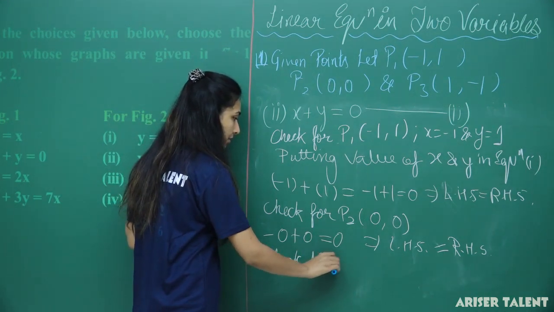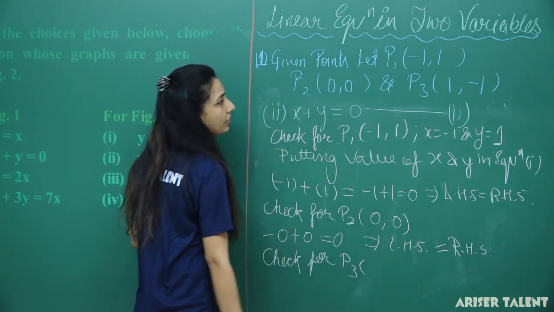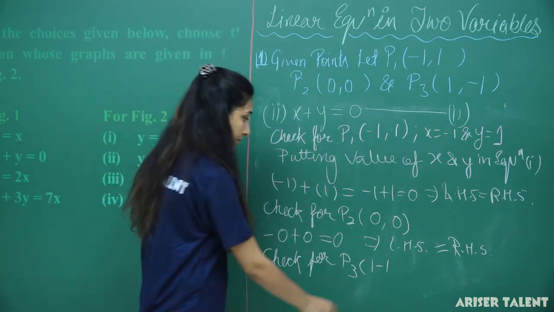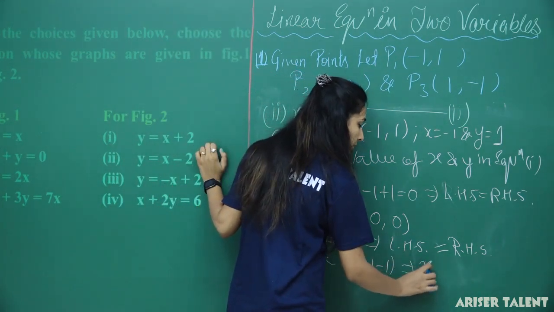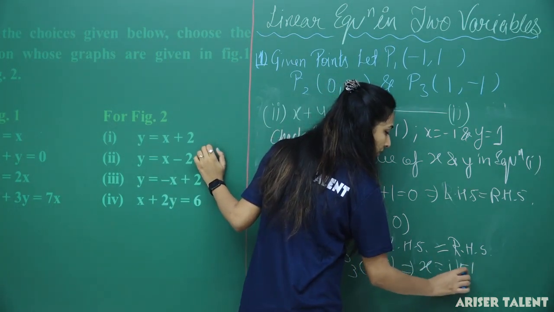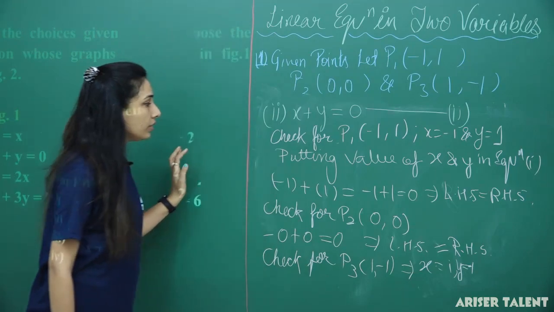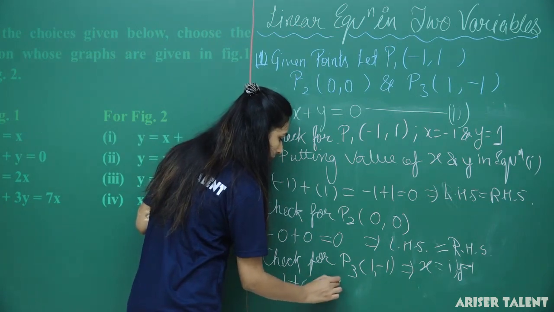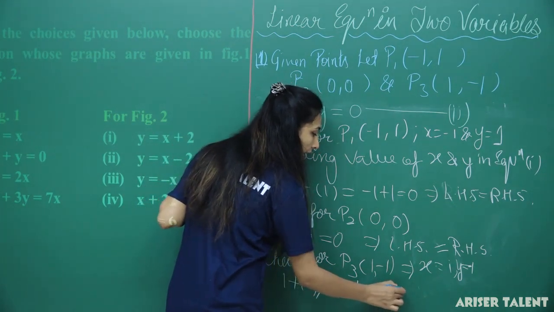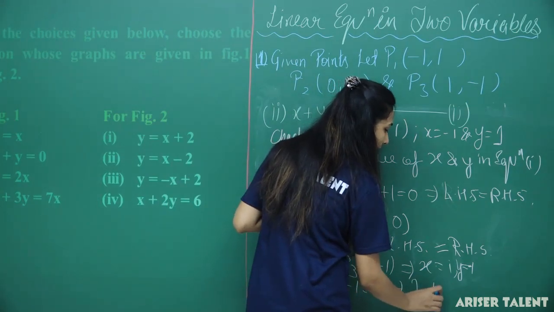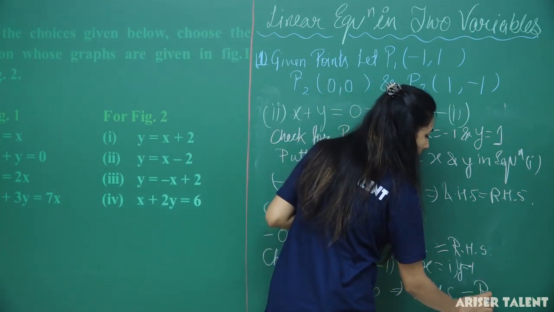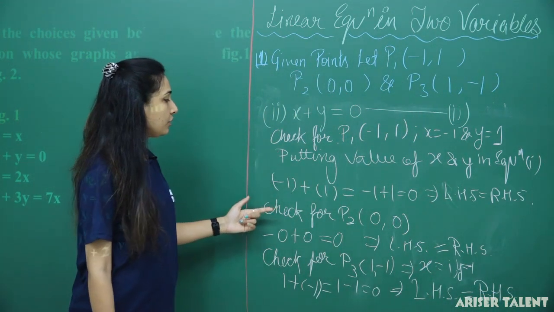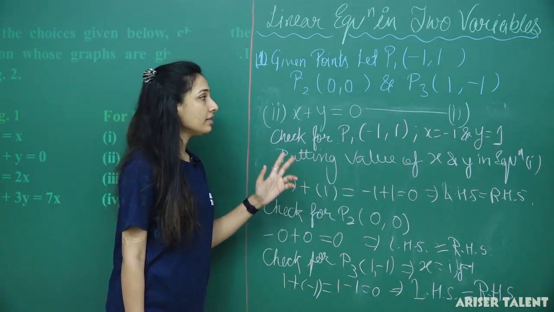Check for P3, and P3 is what? 1 comma minus 1, right? This implies that x equals to 1 and y equals to minus 1. Now do the same procedure here. 1 plus minus 1 equals to 1 minus 1 equals to 0. Again LHS equals to RHS. So look here, these 3 points P1, P2 and P3 are satisfying this equation.